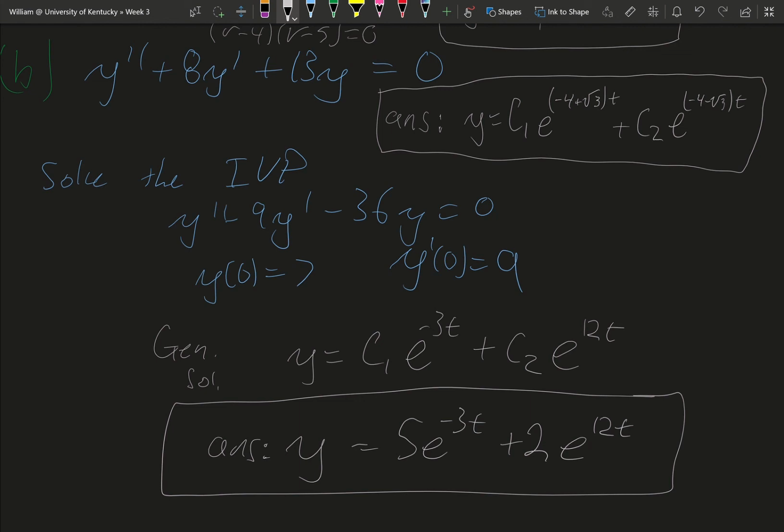All right, so we're going to end it there. Next lecture, we will talk about what happens when we get a repeated root, and then likely start discussing the complex root situation as well.